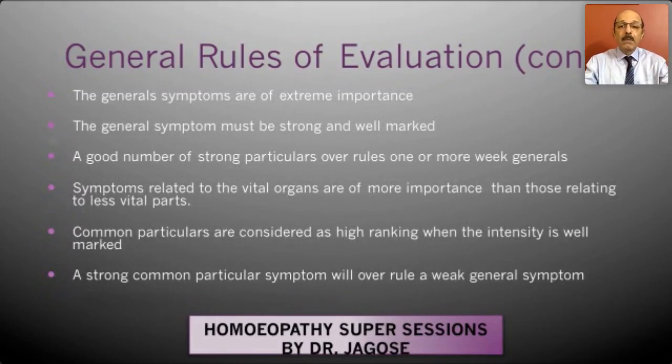The general symptoms must be strong and well marked, and a good number of strong particulars overrules one or more weak generals. As I told you, the general symptoms are important as compared to particular symptoms. However, if the particular symptoms are individualistic, peculiar or characteristic, they will definitely overrule a weak general symptom. Symptoms related to the vital organs are of more importance than those related to the less vital parts.